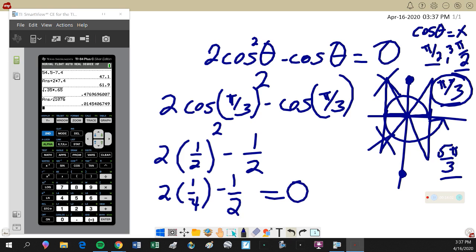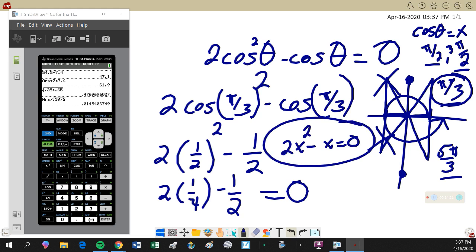So really all we have is a quadratic equation, 2x squared minus x equals 0. We simplify down, figure out what the roots are, use those roots in the unit circle to find those angles that create the roots. All right.